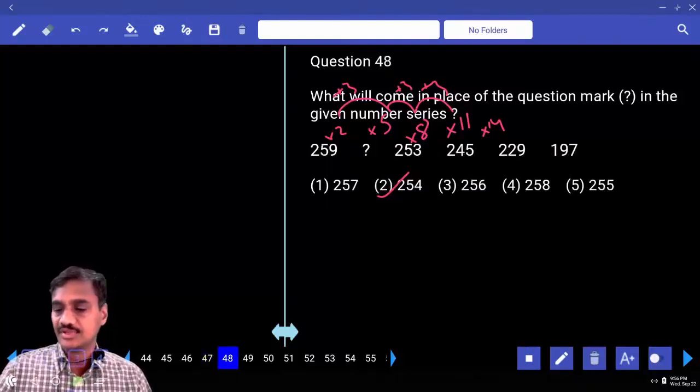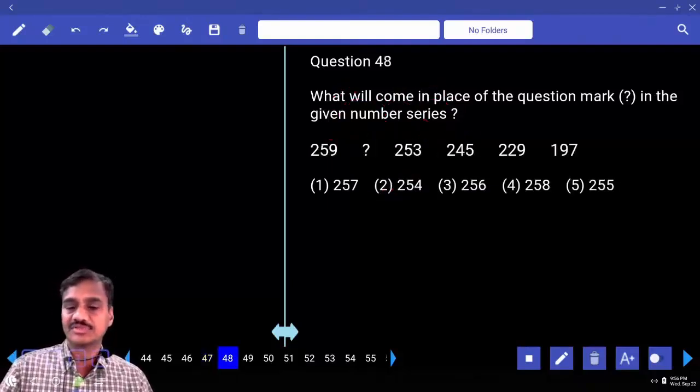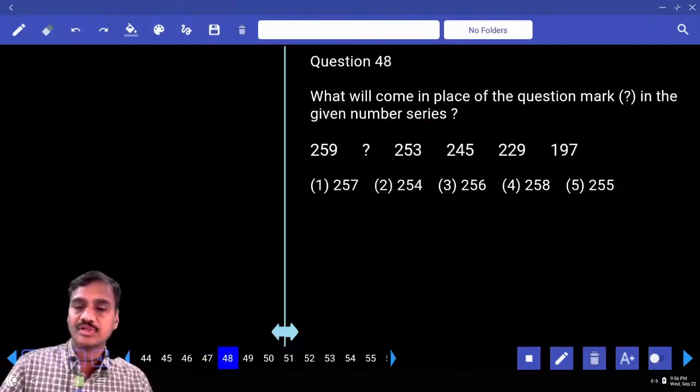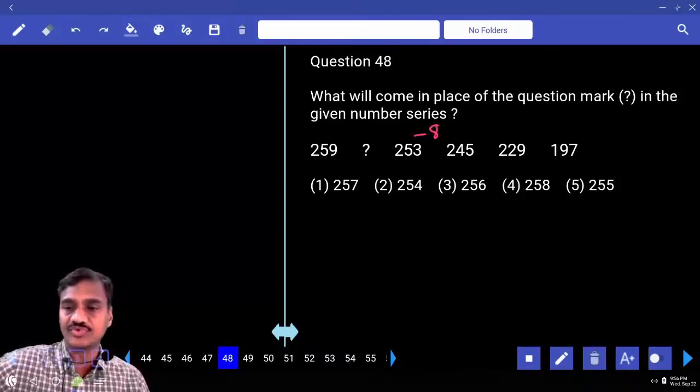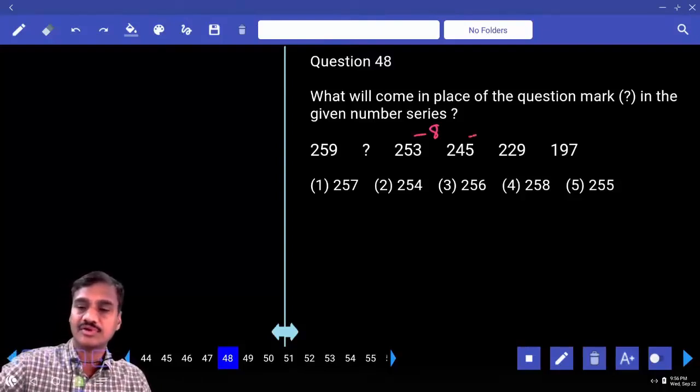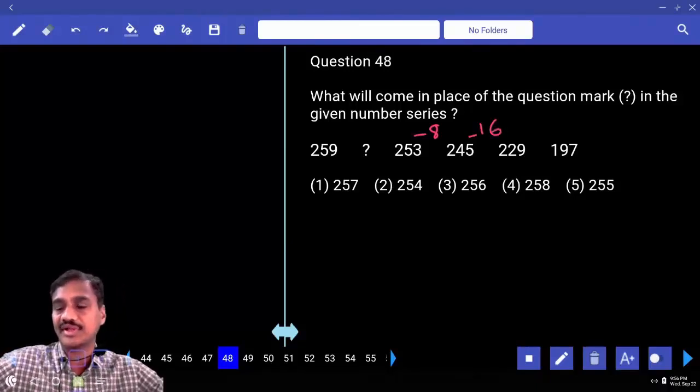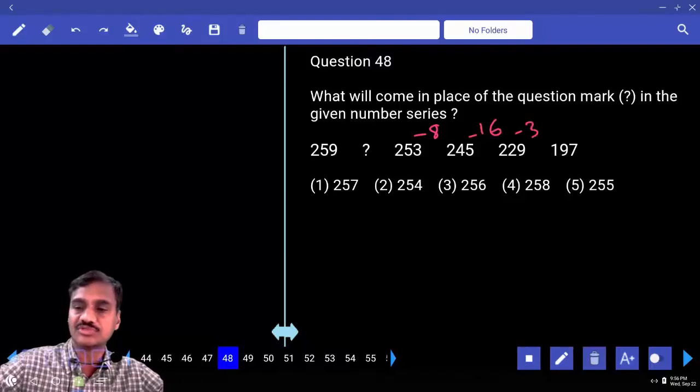Then 48. Now in this 48, the numbers are 259 and so on. 253 and 245, what is the difference we have? 8. Right? And next one, 245 and 229. Tell me what is the difference we have? The difference between 229 and 245 is 16. Now this is minus 16. And 229 and 197, the difference is 32.